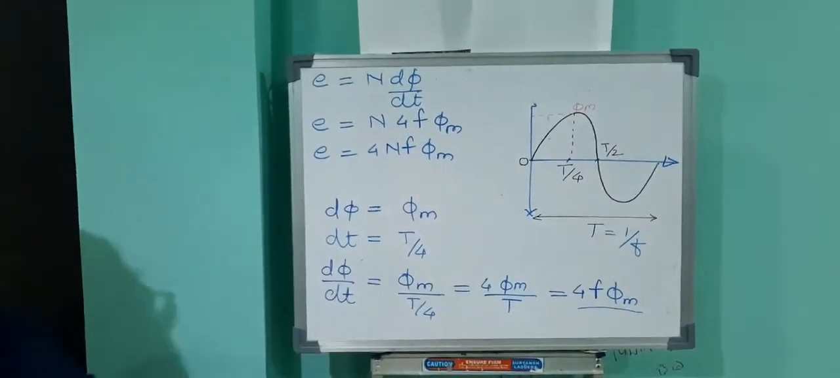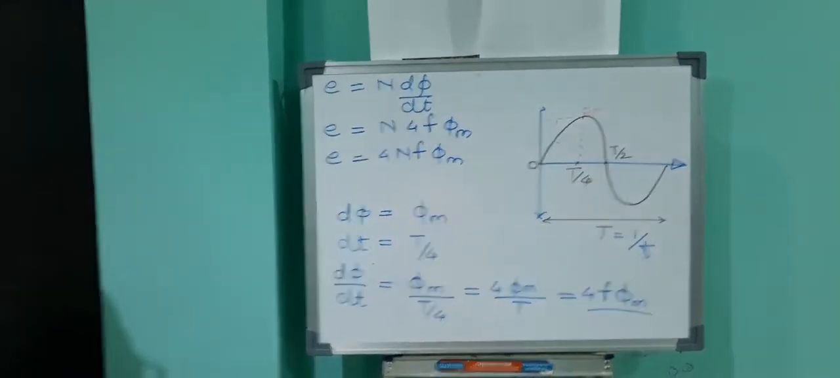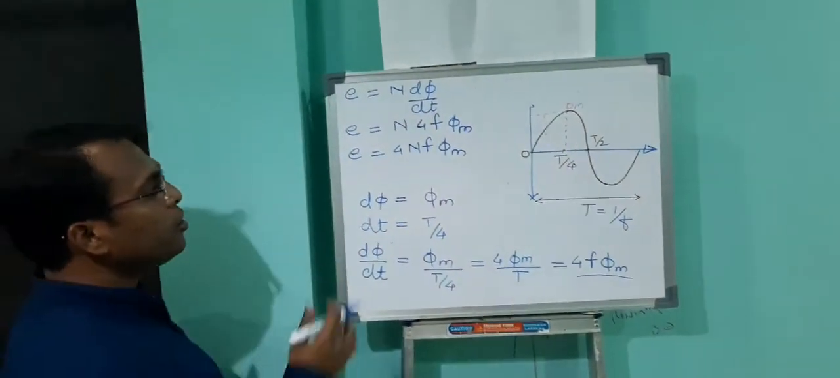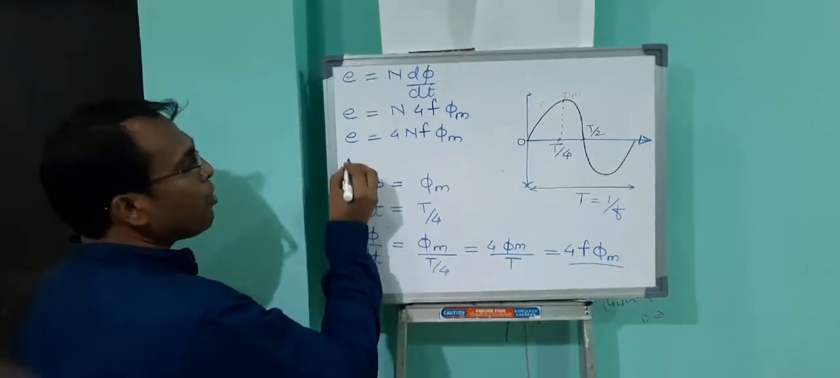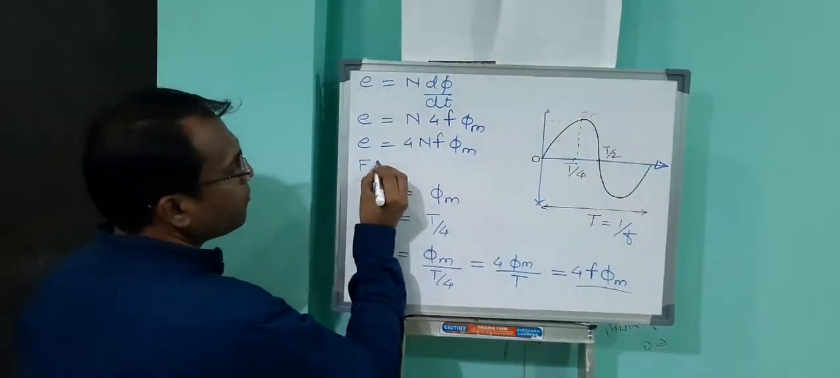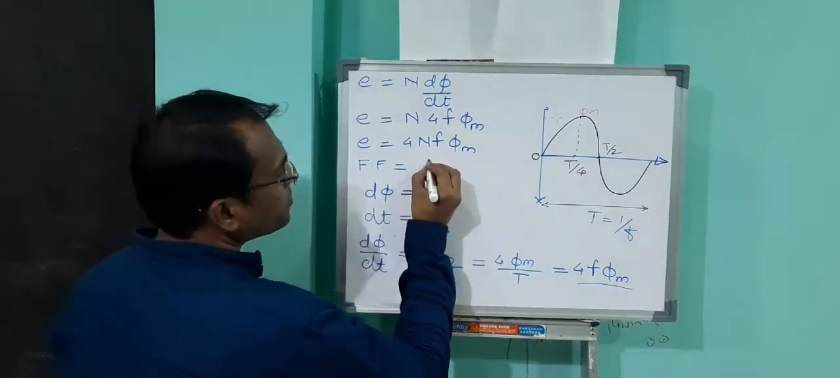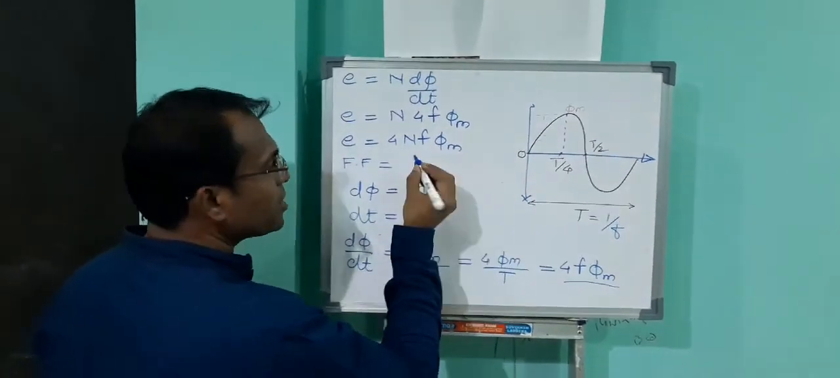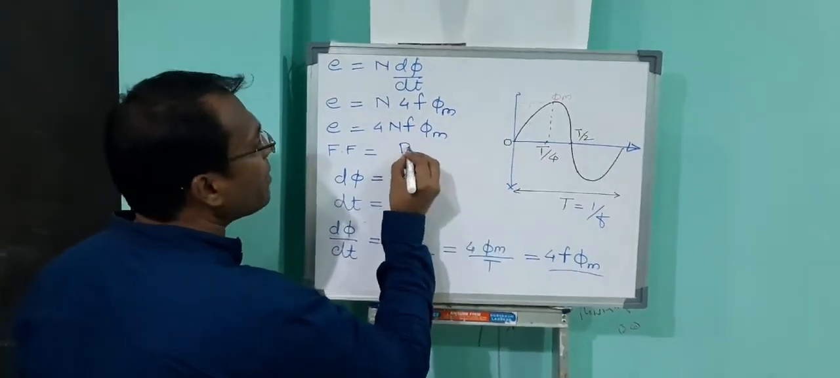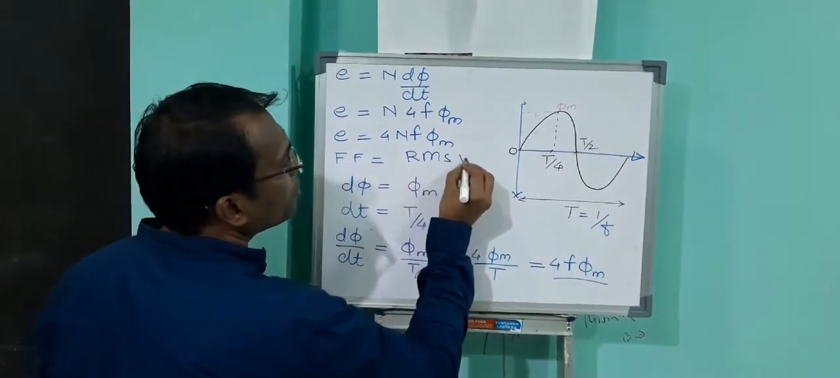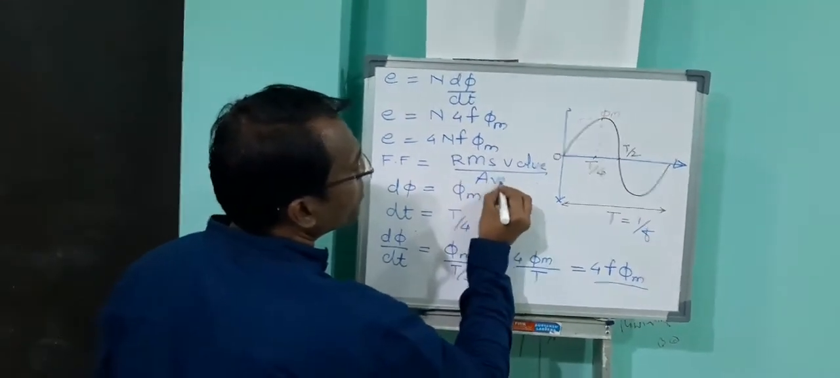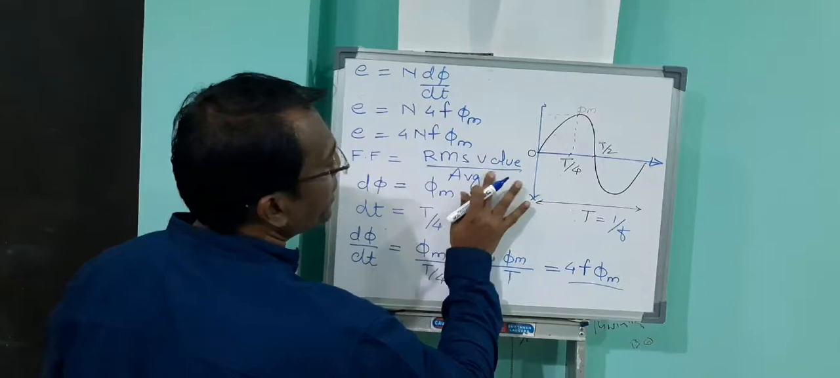But we want the RMS value of the induced EMF. After that, you know the formula of form factor. So what is form factor? Form factor is equal to the RMS value divided by the average value.